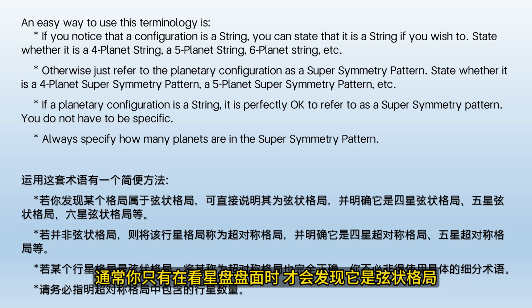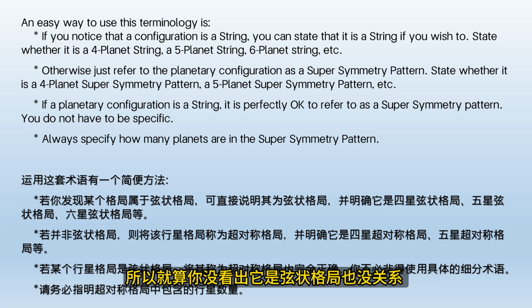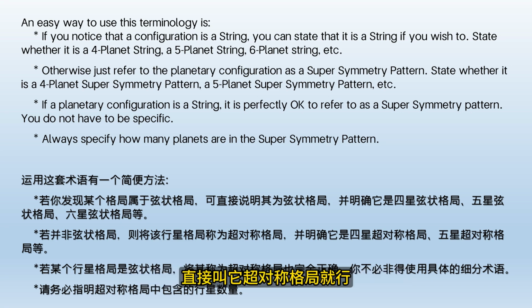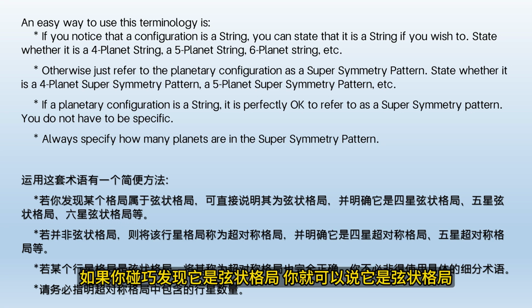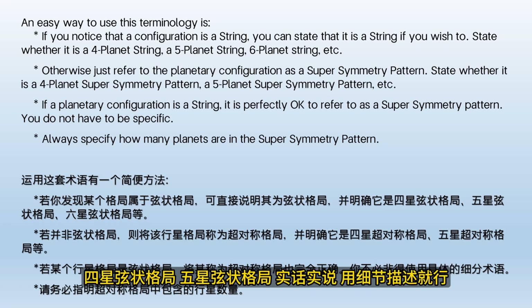Usually you only notice that it's a string when you start looking at the chart wheel. So if you do not notice that it's a string, no problem. You just call it a superstring pattern. But if you happen to notice that it's a string, then you can state that it's a string. You can state it's a 4-planet string, 5-planet string, whatever it happens to be. And that's nice. It's more specific.